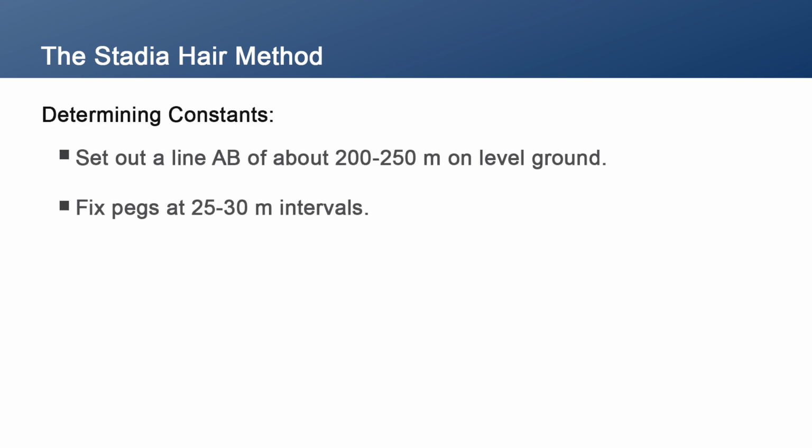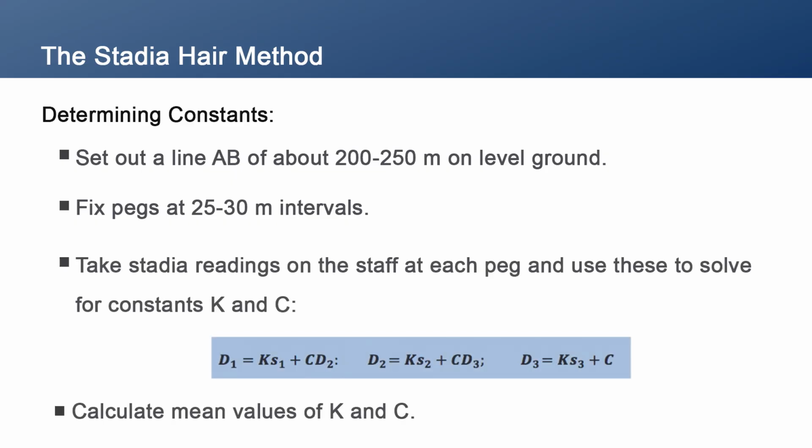To determine the constants K and C experimentally, a line approximately 200 to 250 meters long is set out with pegs at 25 to 30 meter intervals. Staff intercepts are obtained at these pegs and several equations are formed, like D1 is equal to K S1 plus C, D2 is equal to K S2 plus C, and D3 is equal to K S3 plus C. Solving these equations in pairs yields several sets of constants K and C. The mean values of these constants are then reported for accurate tacheometric measurements.